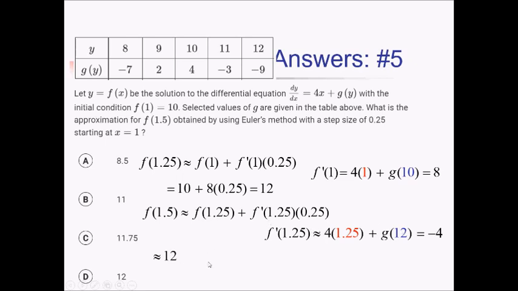So we have 12 minus 4 times 0.25. This is really 12 minus 1, which comes out to 11. So that gives us choice B.